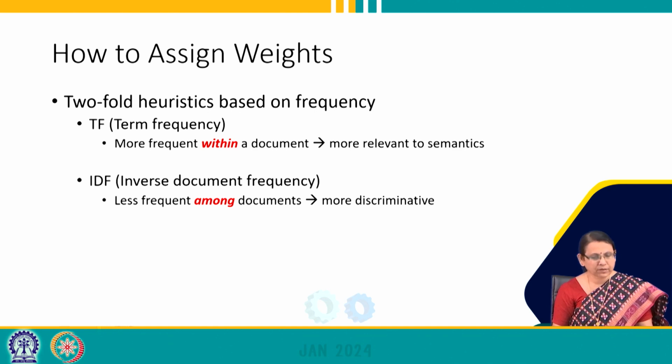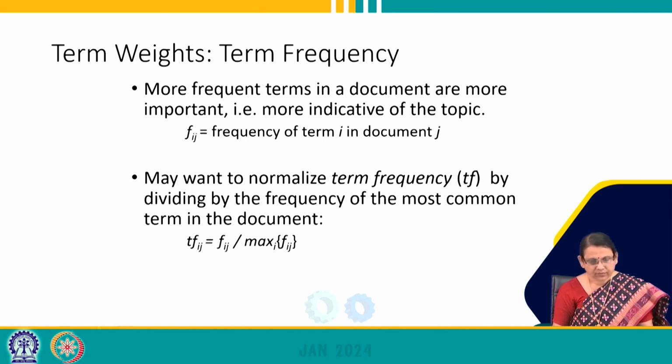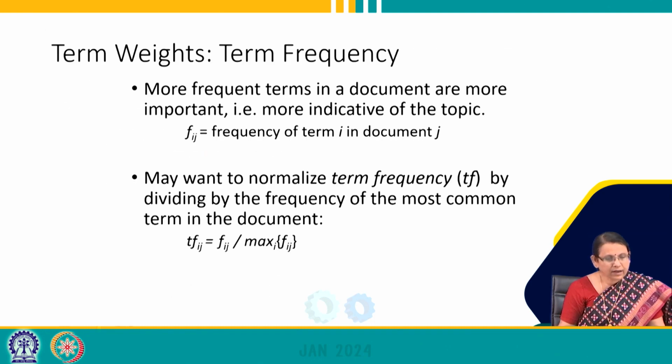Similarly, you can have something called inverse document frequency, which says in how many documents the term is referred. So, now look at this, we have something called term weights or the term frequency. The more frequent the term is in the document, the more important it is, and the more indicative of the topic. And sometimes we would like to normalize it, in the sense of the term frequency divided by the maximum frequency among all the terms.